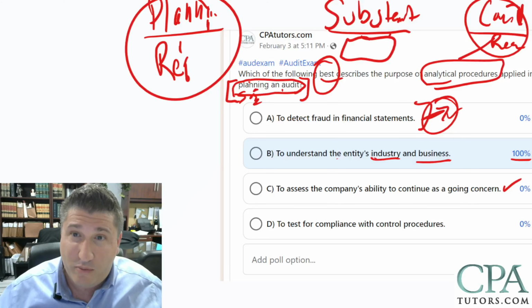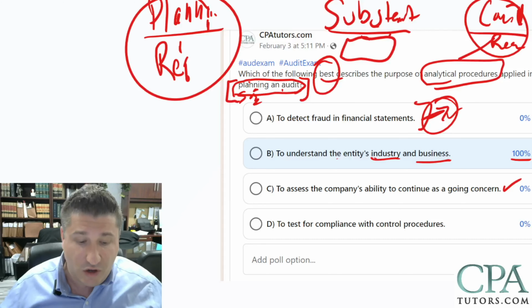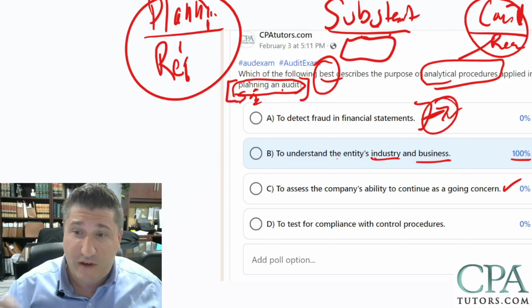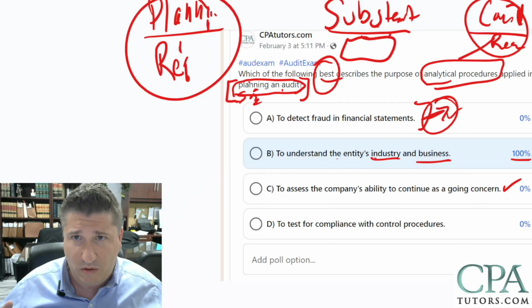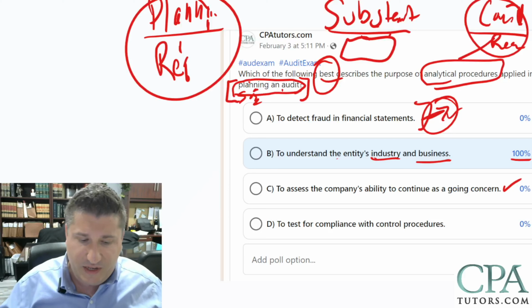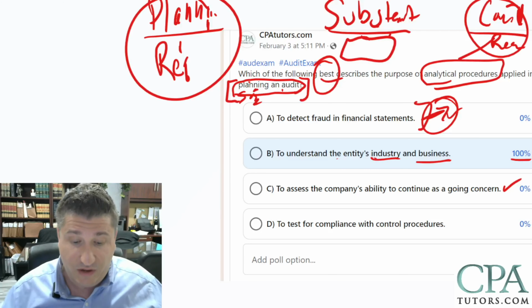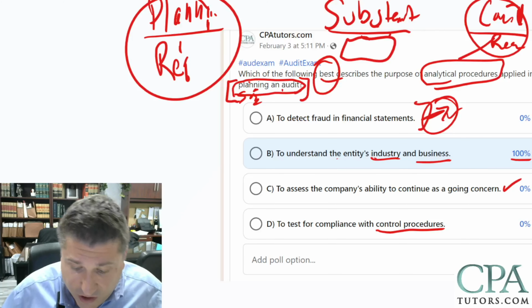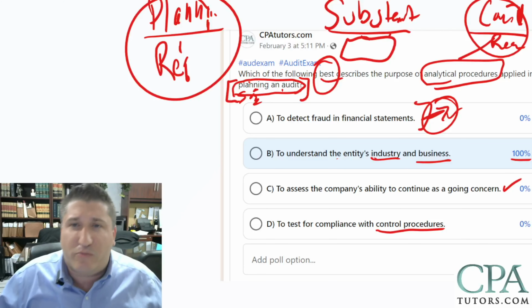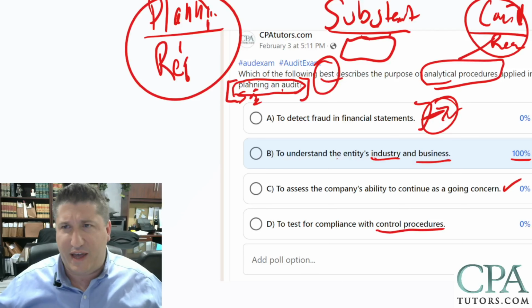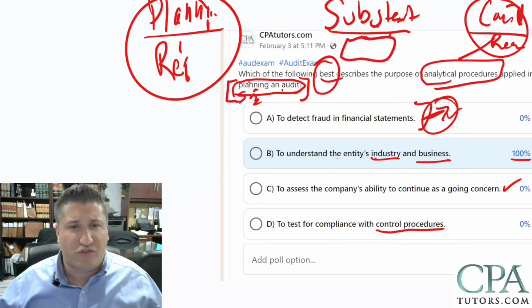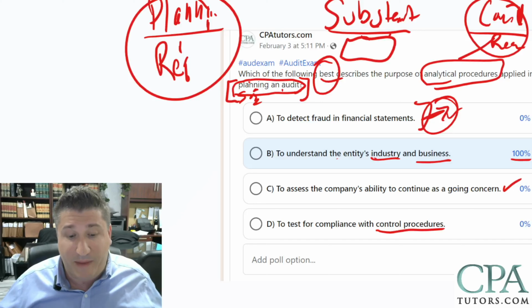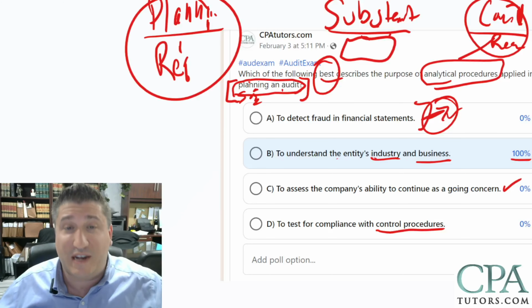So in reality, at the planning part, when you're getting these analytics, you're not trying to close anything down. You're just trying to get your arms around what is going on in this company at a financial statement level, by account, or by assertion level, but it's not the primary or the best description of the purpose. To test compliance with control procedures, well, that's control testing. You don't use an analytical procedure for that. Control is about the entity, but it's not the best description of the analytical procedure.